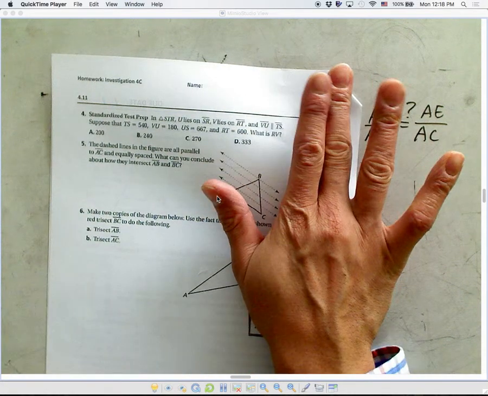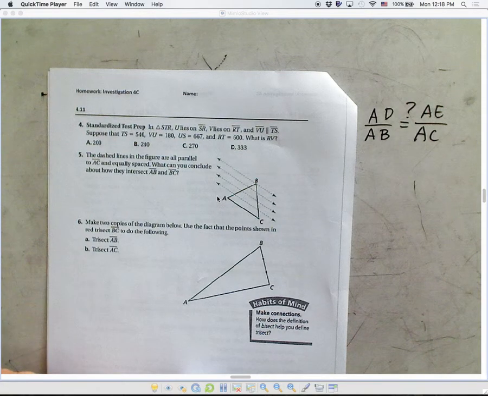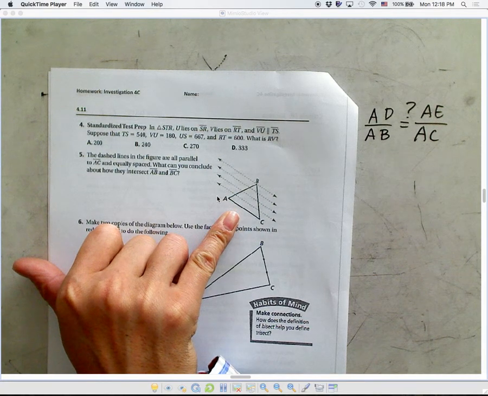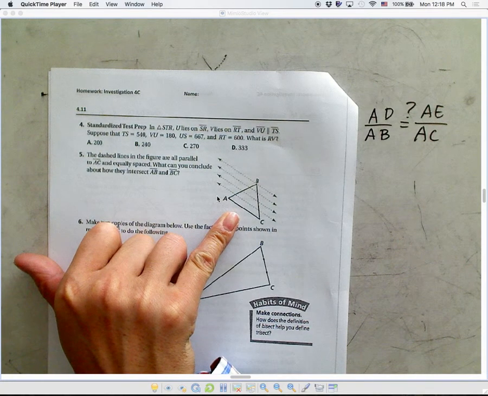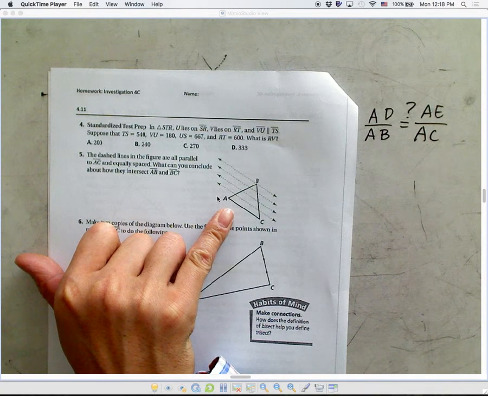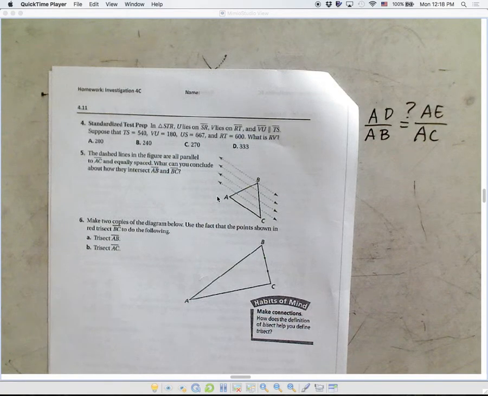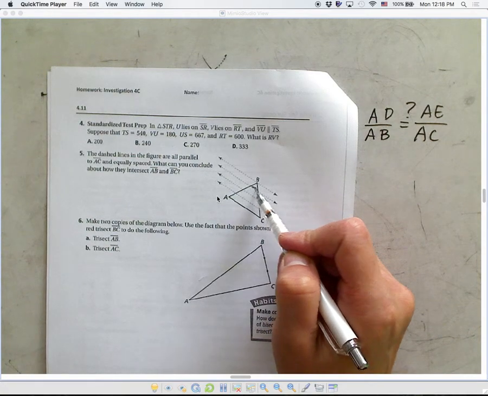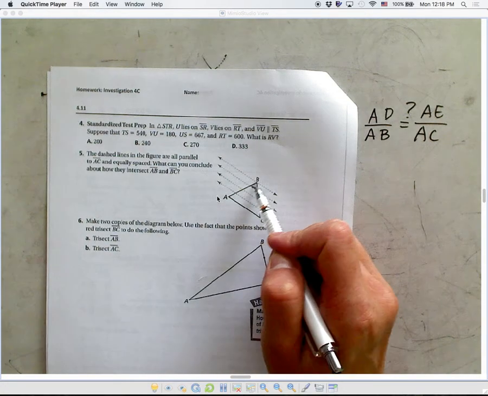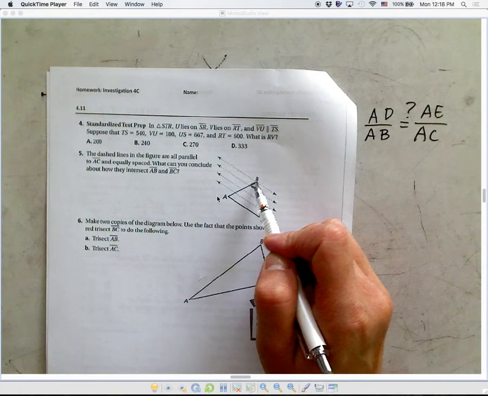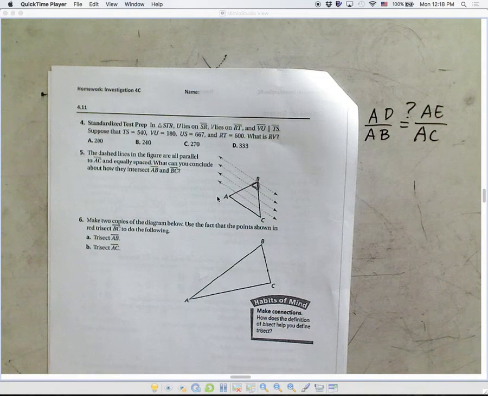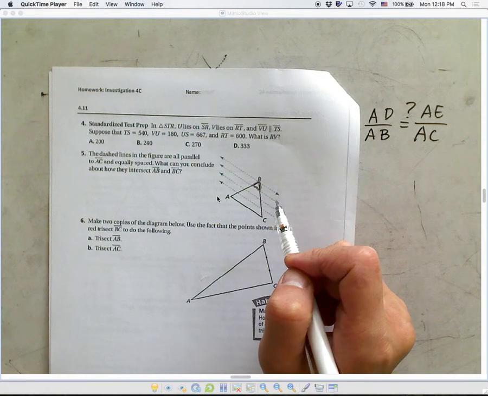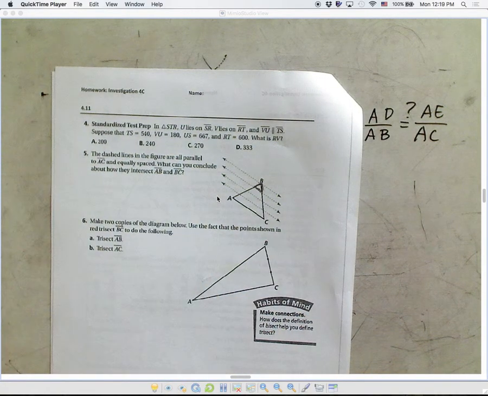So let's look at number 5 for lesson 4:11. It says the dashed lines in the figure are all parallel to AC and equally spaced. What can you conclude about how they intersect AB and BC? So if you just look at one pair, for example, what can you say about the lengths here and here, or the ratio of those two? Those have to be proportional because of the side splitter theorem. So that is the conclusion, right?